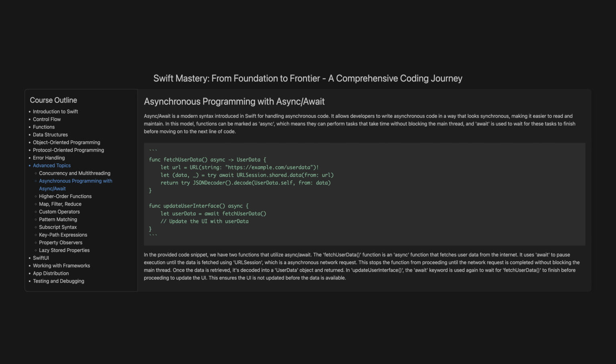In update user interface, the await keyword is used again to wait for fetch user data to finish before proceeding to update the UI. This ensures the UI is not updated before the data is available.